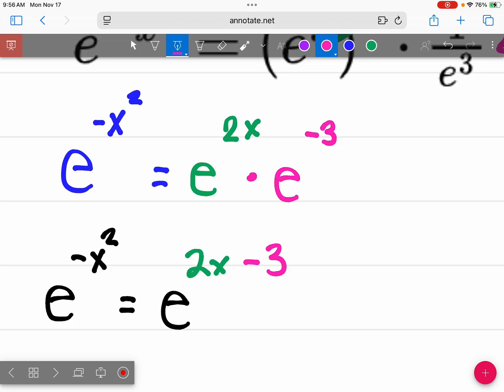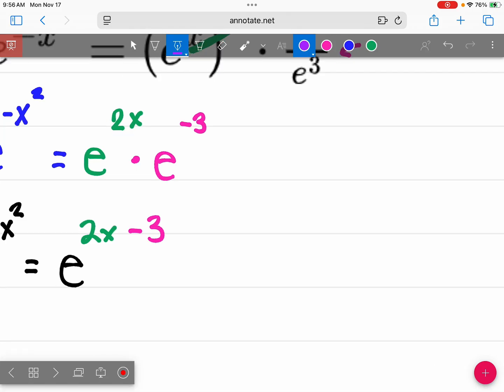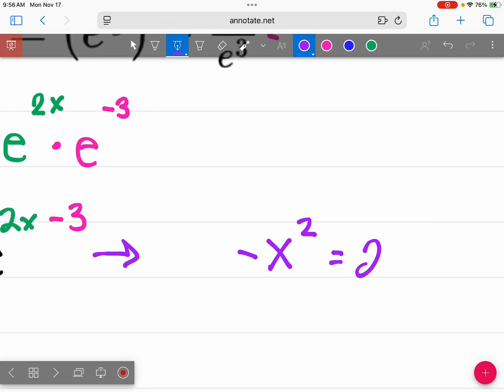When our bases are the same, we add the exponents. If we have powers raised to powers, we multiply those exponents. So we're busting out some of our old school algebra power rules, exponent laws. Once we get it down to one exponent on each side, now I can work on solving this, being able to ditch the e's. Once we get those bases the same, I really care about when does minus x squared equal 2x minus 3. What should we do to solve that?